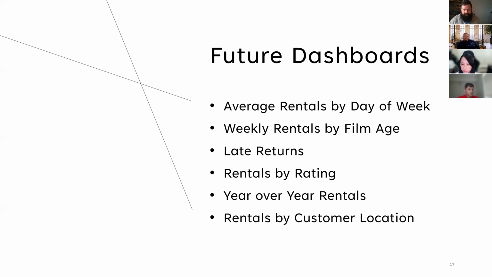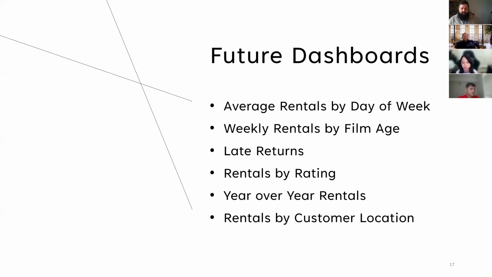The next one that can potentially be built is weekly rentals by film age. Using the data available in the dimensional model, we could analyze the amount of rentals each week that come from newer films versus films that were released a while ago. The next one talks about late returns. We can launch some sort of late fees, or the films that are commonly returned late, we could increase the rental duration for those.